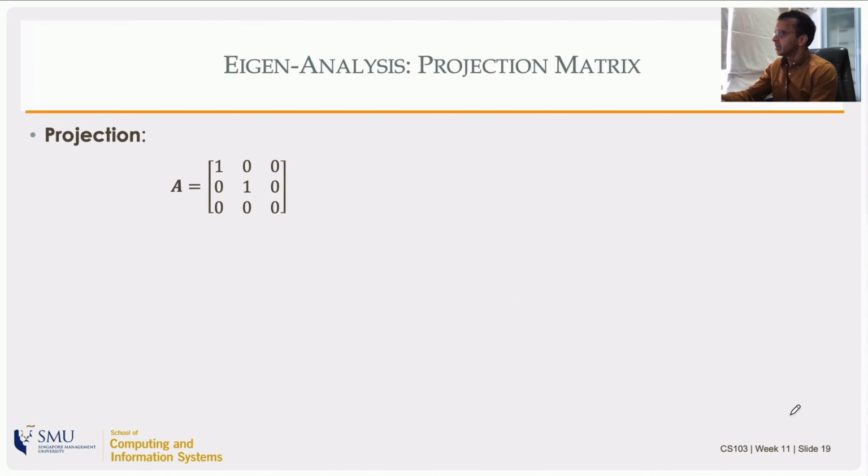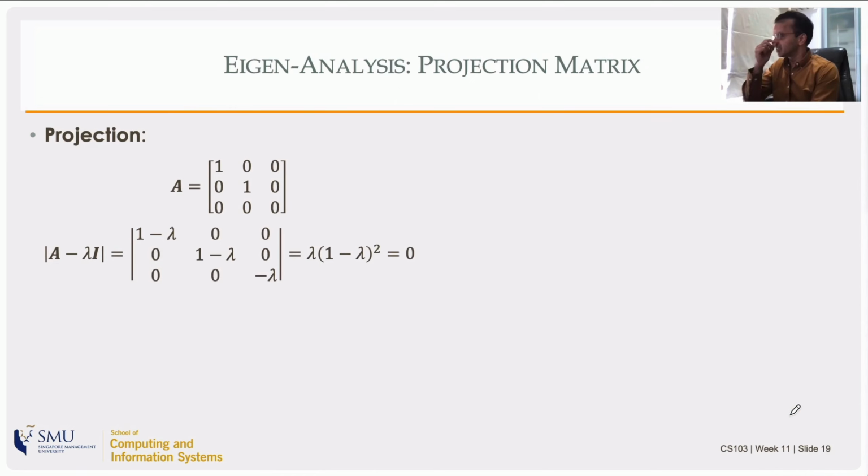Now let's take the projection matrix. So that is the projection matrix. By the way, is the projection matrix real and symmetric? So it is real and symmetric. It's obvious. It's right there. It's a diagonal matrix. And if I subtract lambda I from it, I would be subtracting lambda from the diagonal elements. So I get 1 minus lambda, 1 minus lambda, and minus lambda. And if I take the determinant, that would be just the product of the diagonal elements because everything else is 0. So I get lambda times (1 minus lambda) square equal to 0.